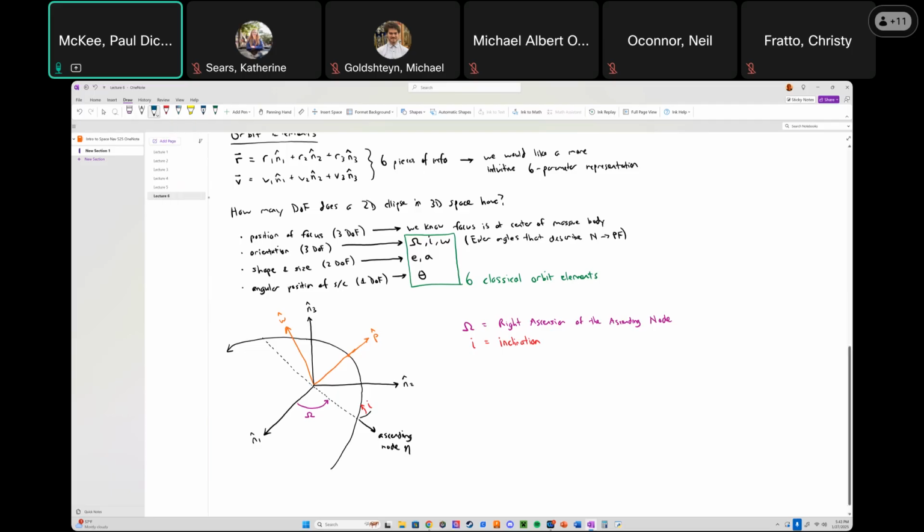So once you've cranked over by some amount capital omega to describe the ascending node, and then cranked up by some amount I to describe the inclination of the orbit, then you're going to need to crank around again from the ascending node to the periapsis point, which is little omega. And yeah, it's confusing. We've got a big and little omega. This is what's called the argument of periapsis.